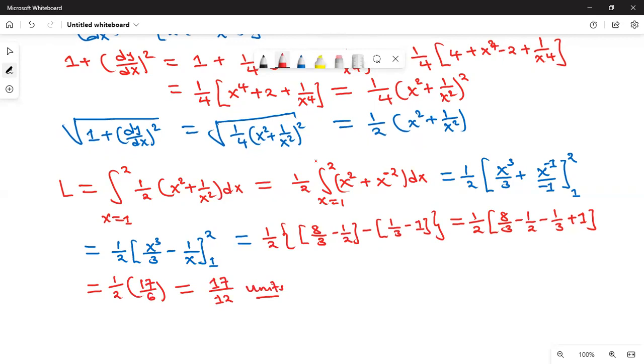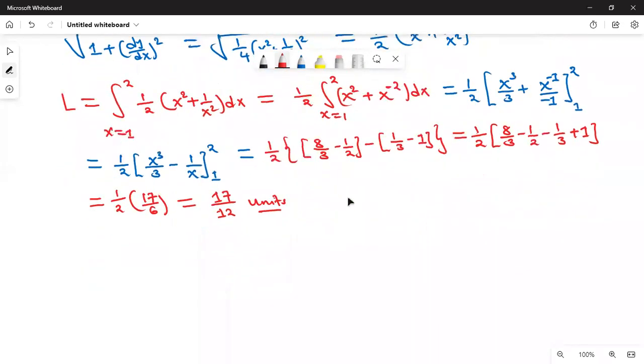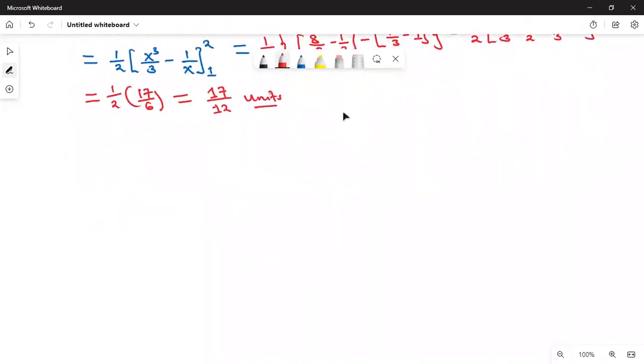Now, let's see another one where the curve is defined in terms of a parameter, let me use the parameter t. So example 2. Example number 2. And in this example, you are asked to find the length of the curve.